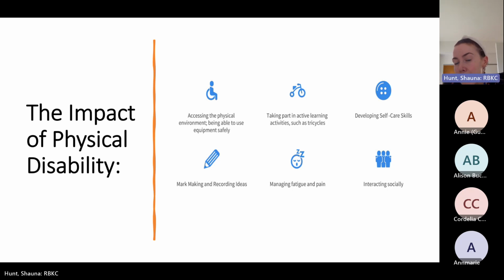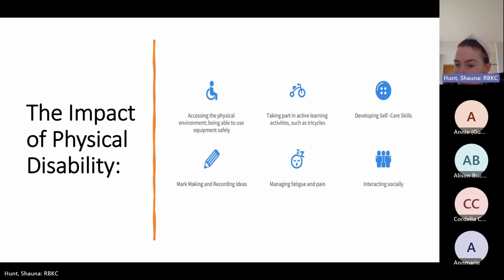They might have difficulty managing their fatigue and their pain. So it's important that we give these children rest breaks, or perhaps extended deadlines for exams or homework. So yeah, that might be required. They might also have difficulty interacting socially. Sometimes children with physical disabilities might feel a little bit excluded during group activities, as they might have difficulty moving around the classroom. So just make sure that the child is always included with others when you're forming groups and things like that.